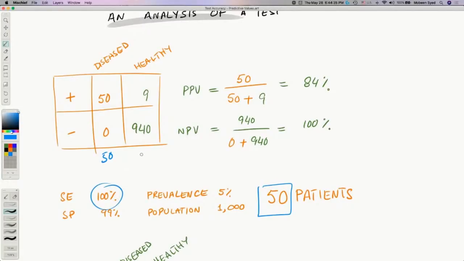Considering that the sensitivity is 100%, that means when the test is run on the patients, they will all be identified correctly as people with the disease. And there will be zero incorrect negatives. On the other hand, the remaining 950 people who are healthy, when the test runs on them, 99% of them it will identify correctly as healthy, but it would incorrectly identify the remaining 1% of healthy people as having the disease.